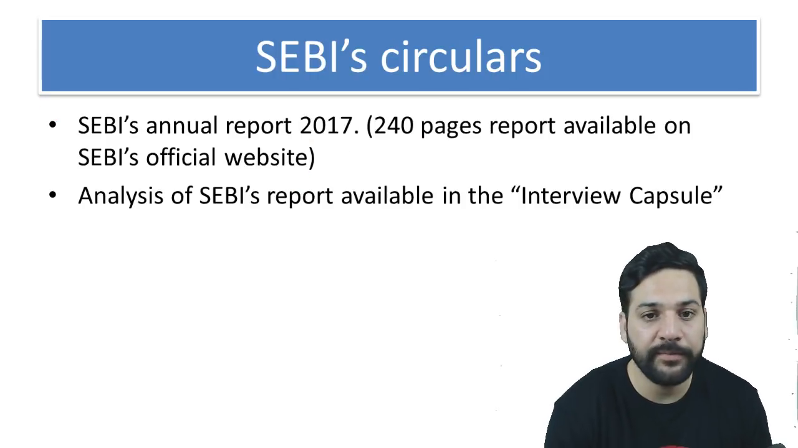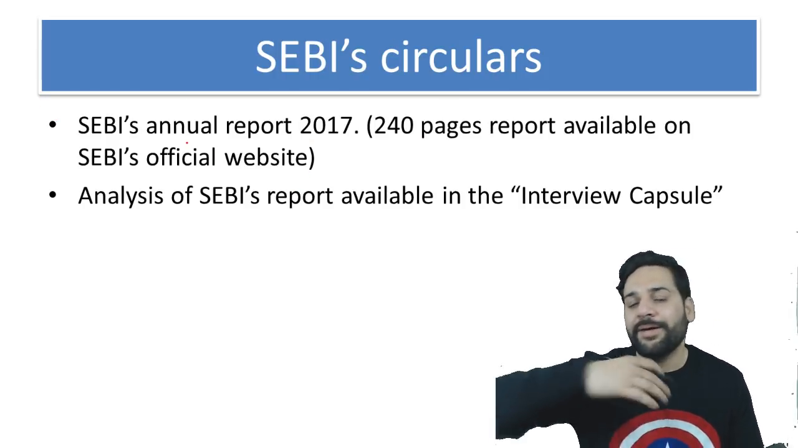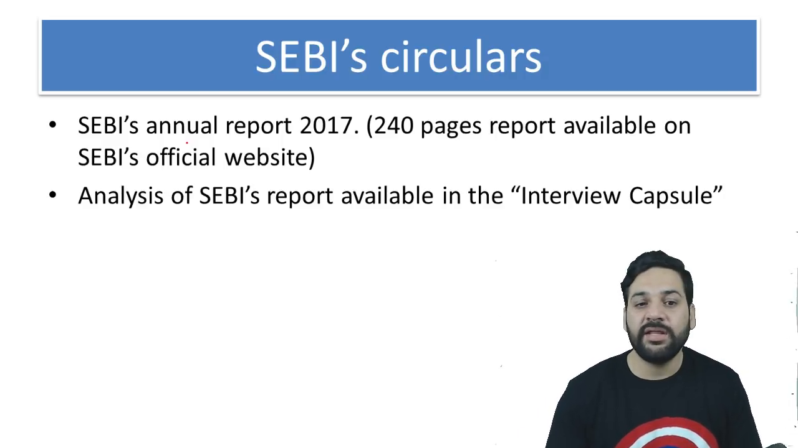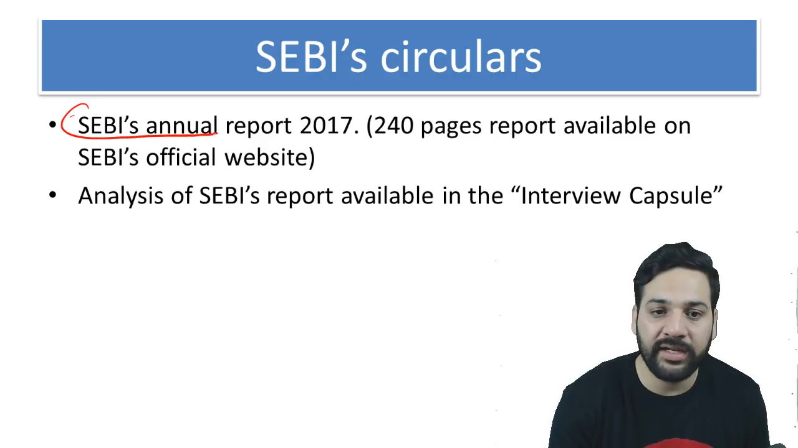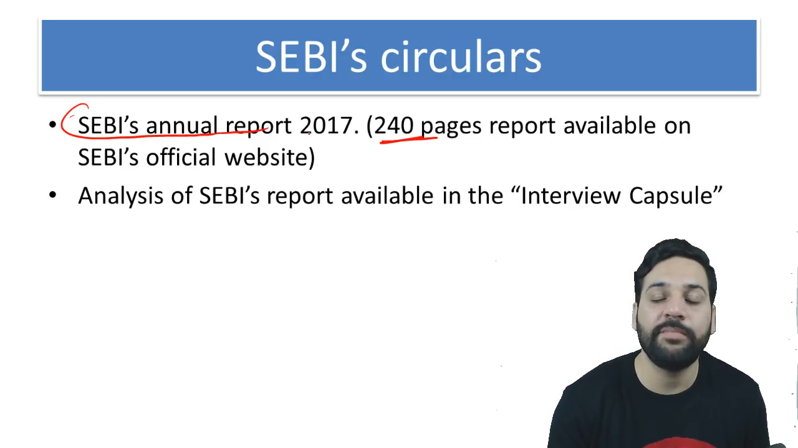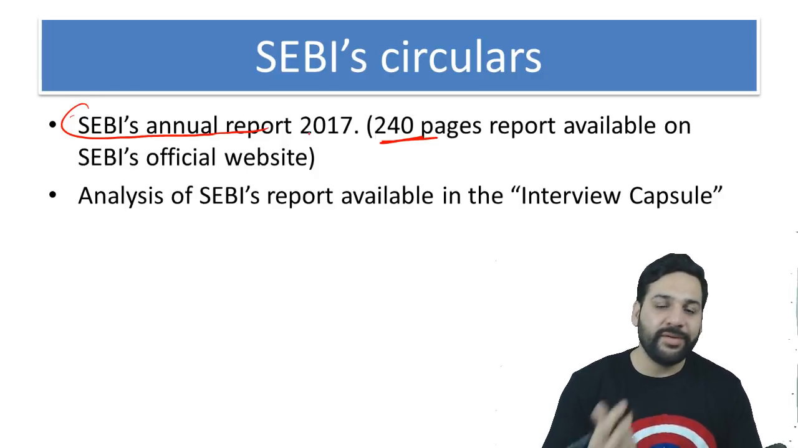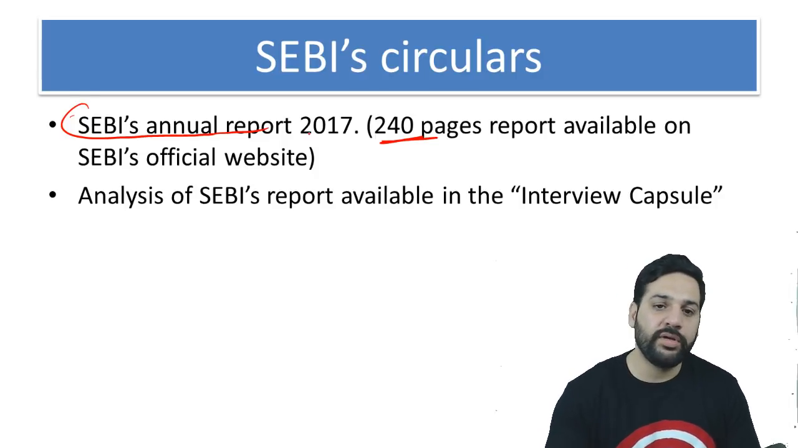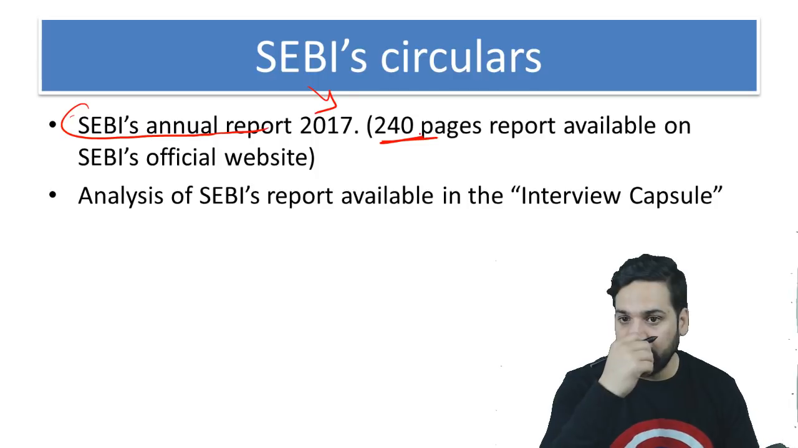So let's move forward. The SEBI circular, there is no need to go through the complete website of SEBI, because the best thing they do is they release an annual report. There is a 240 pages annual report. Please make sure that you are reading the latest annual report, right? Right now it is 2017 annual report. So download this annual report, 240 pages, and if you have time, you can read this report.